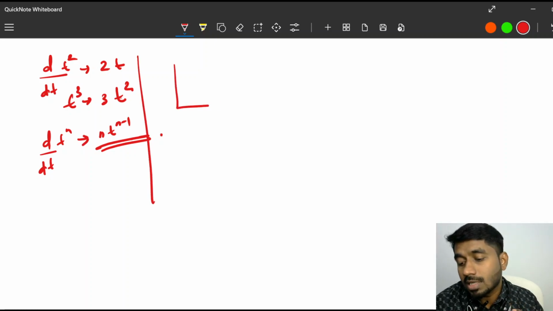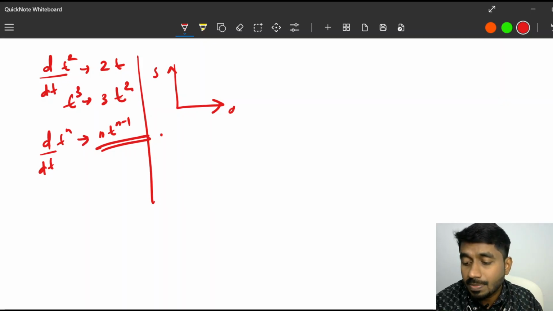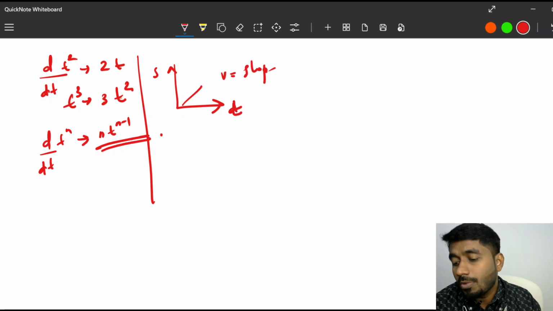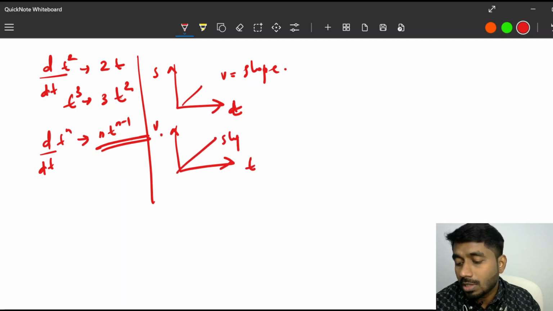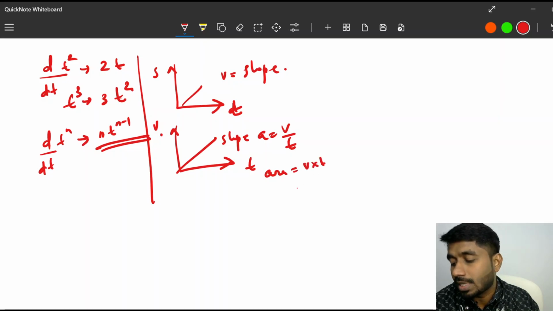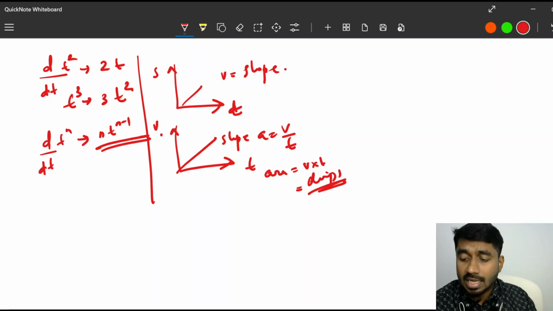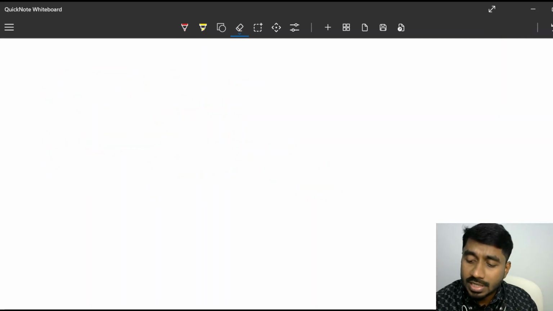Then you need to understand how to take physical quantities from the graph. If it is a displacement time graph, velocity is equal to the slope of the graph. If it is a velocity time graph, slope is equal to acceleration, and the area under the graph, velocity into time, gives the displacement. These are the things we are discussing in the chapter, so directly we'll move on to a question.